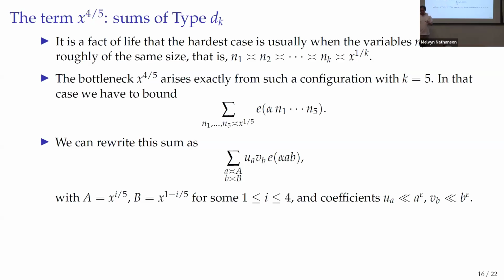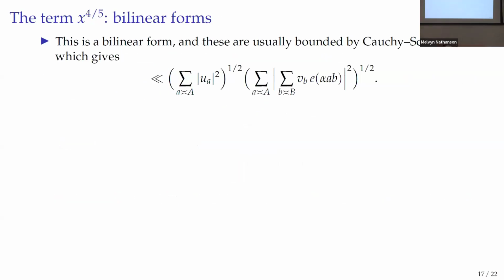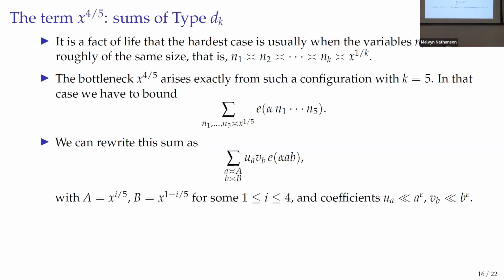And the standard technique is to make it into a bilinear sum. So I'm going to group 3 variables, and I'm going to group 2 variables. So then I rewrite this as a bilinear sum with A of size x^(i/5) and B of size x^(1-i/5). Those are the configurations I have available for me. Okay, and then this is the move of Vinogradov.